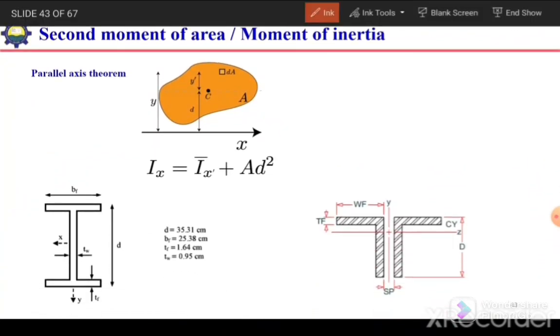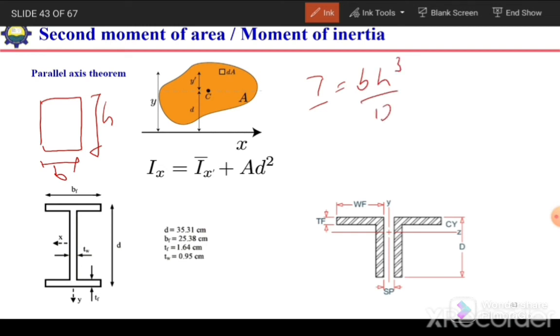The next topic is how we can calculate the second moment of area. For a simple rectangular section or regular shapes, where this is B and this is H, the moment of inertia I is equal to BH cube over 12. This is about its neutral axis, about its centroid.